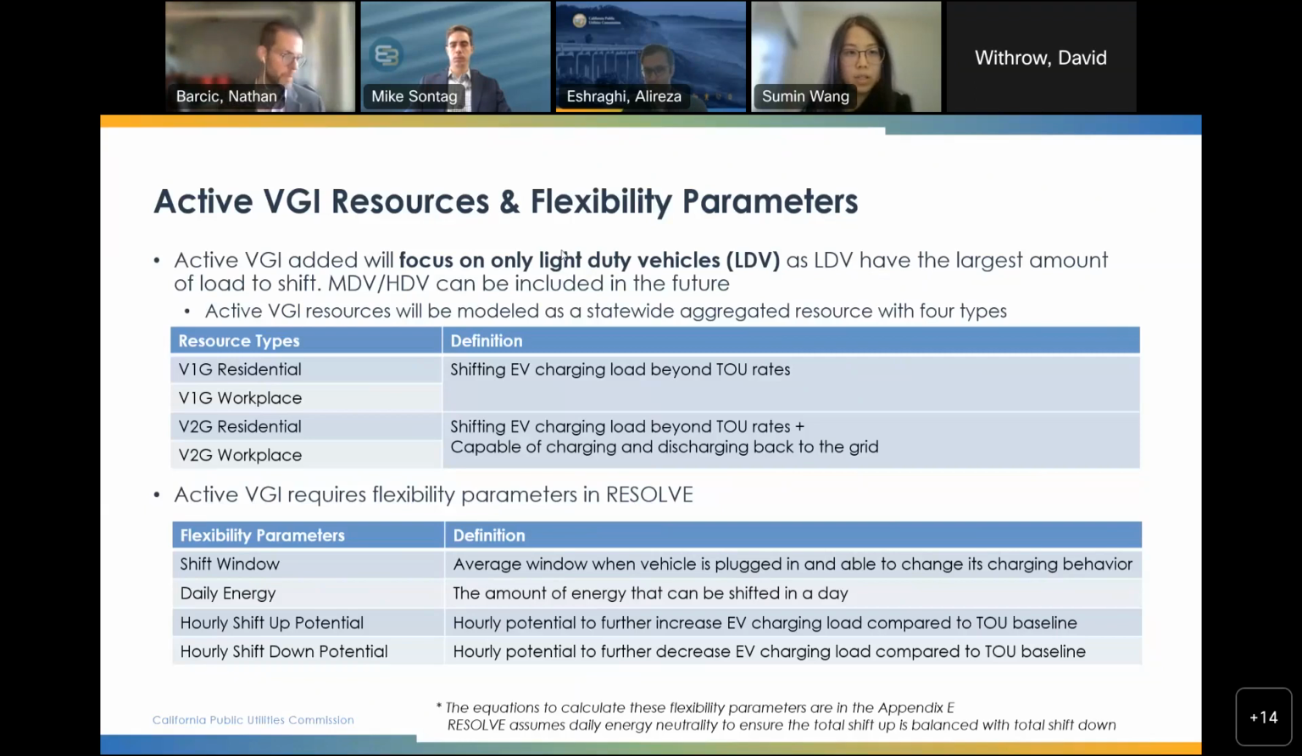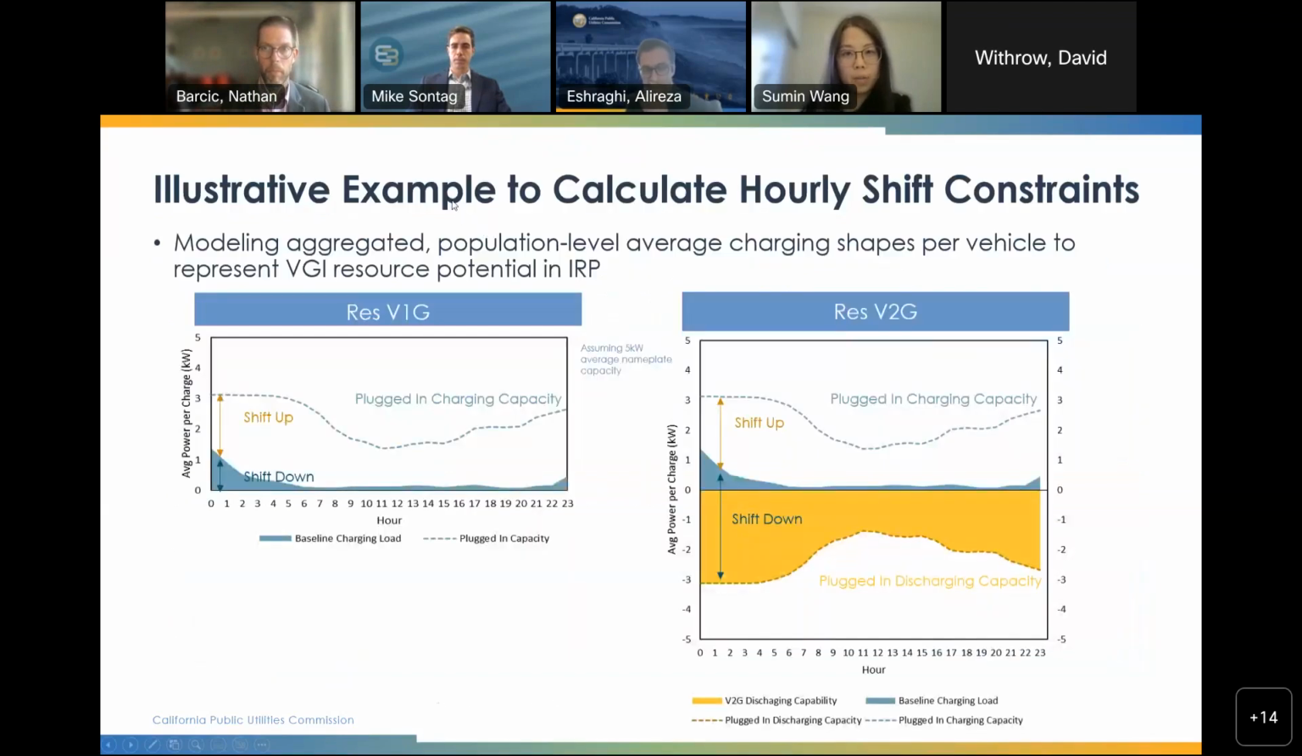In addition to that, we also need a daily energy constraint to tell us how much energy we can shift in a day, and also hourly shift up and shift down potential, so that we can further shift the EV charging load, either increasing or decreasing compared to its time-of-use rate baseline. Due to the limited time, I'm not going to be able to go through all the constraints, but I want to clarify that all these constraints will be used to shape the dispatch of the resources. But I do have an illustrative example, next slide, to give you a sense of how we are calculating the hourly shift constraints.